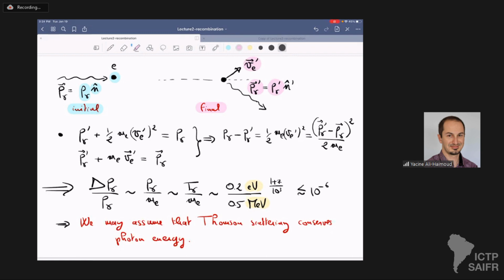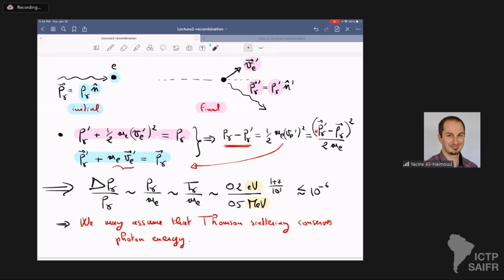So now if I write down the conservation of energy here and the conservation of momentum here, and you put them together, so if this is going a bit fast, I encourage you to do this yourself, but basically you subtract p gamma minus p gamma prime from this first equation, and then I substitute this from the momentum equation. And what I find is that the change in photon momentum is of order the momentum squared of the photons over me.